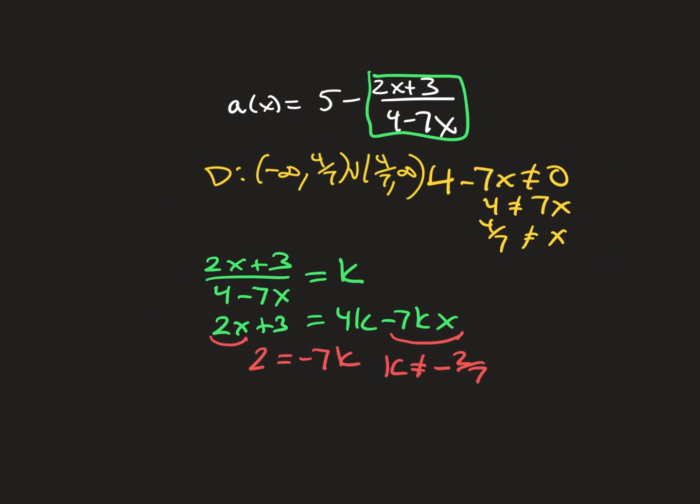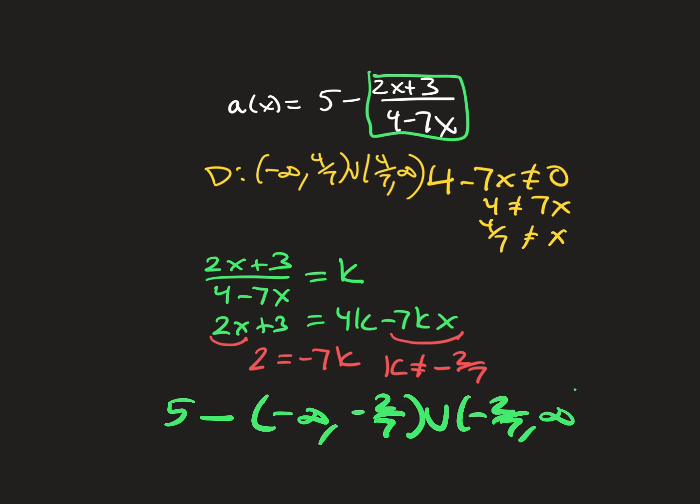So when I go back to the original problem, I've got the output can't be 5 minus, and the fraction piece can be anything but negative 2 sevenths. So I'm going to write it like this. So again, this piece here is telling me what the fraction piece can achieve. And if I do 5 minus, that's just going to flip some things around. So 5 minus negative infinity is just positive infinity.